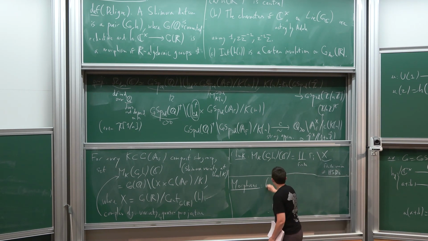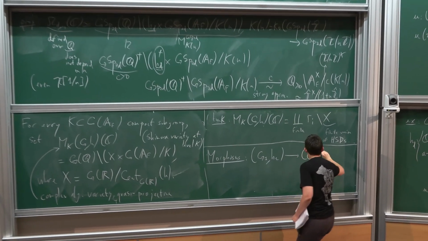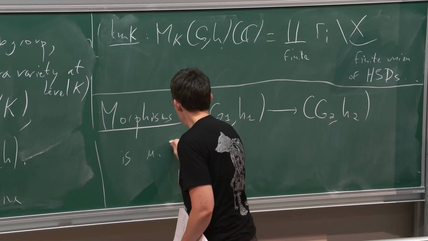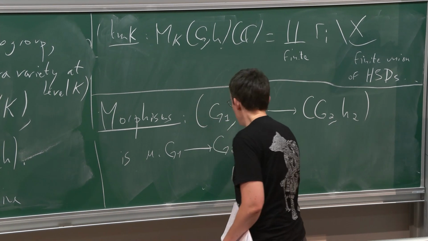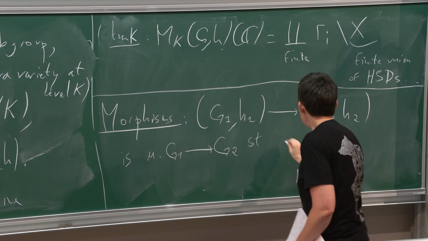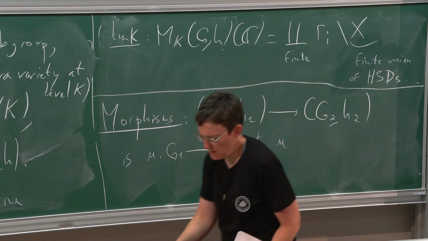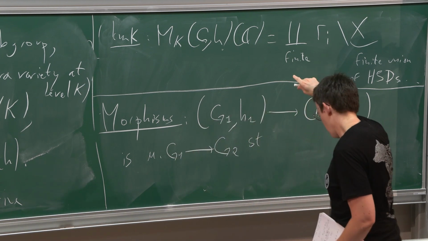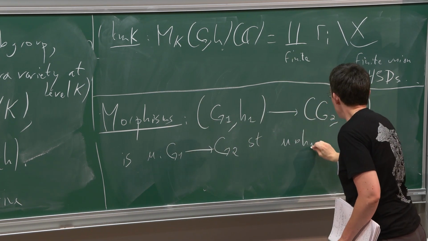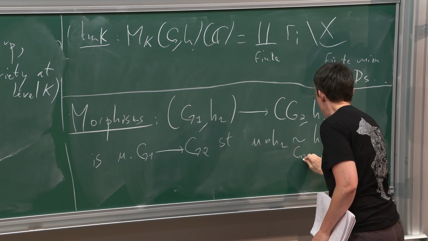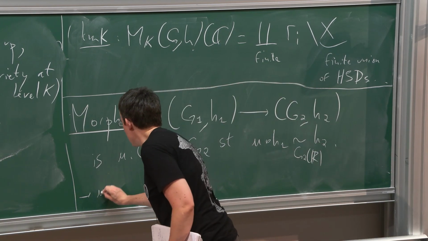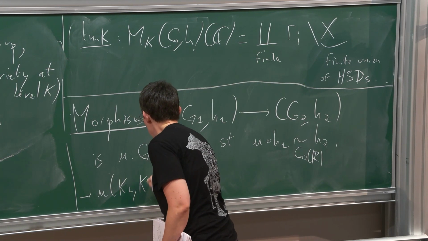Okay, so let me just quickly define morphisms. A morphism of Shimura data, so G1, H1 to G2, H2, what is it? It is a morphism of algebraic groups, U from G1 to G2, such that U composed with H1 is conjugate to H2 under G2 of R. And once I have that, it gives me morphisms between the Shimura varieties.